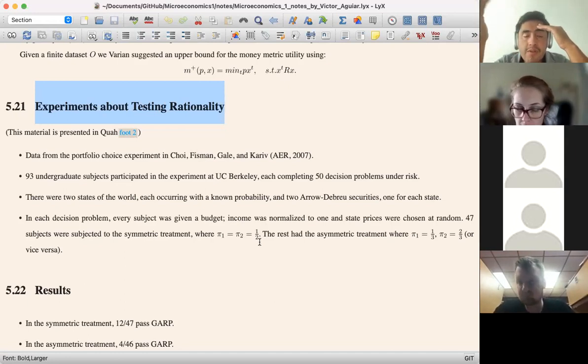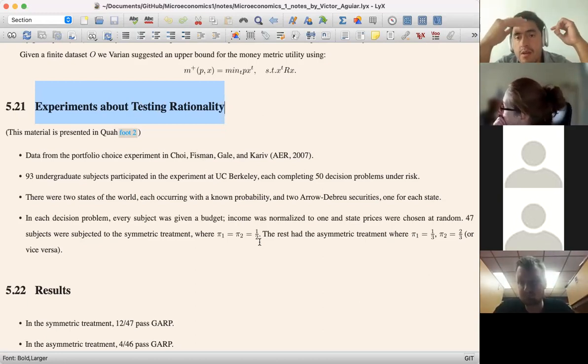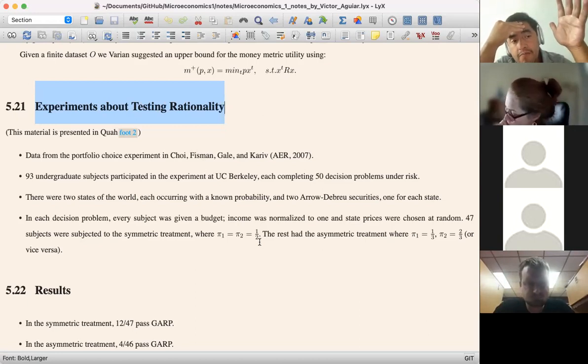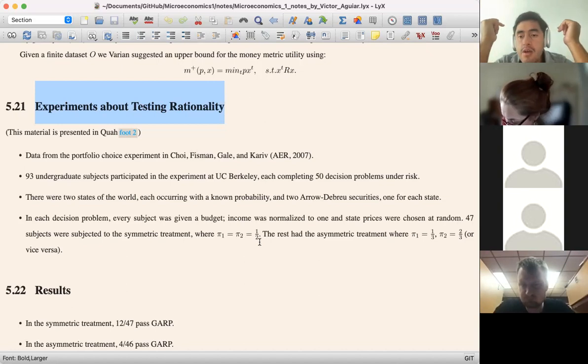In each decision problem, every subject was given a budget, income was normalized to 1, and prices were chosen at random. So each new budget was generated at random by the computer. Then 47 subjects, almost half of them, were subject to the symmetric treatment, where the probabilities of the states of the world were 1/2, and the rest had the asymmetric treatment, where the probabilities were 1/3 and 2/3. Okay, so that's the problem.